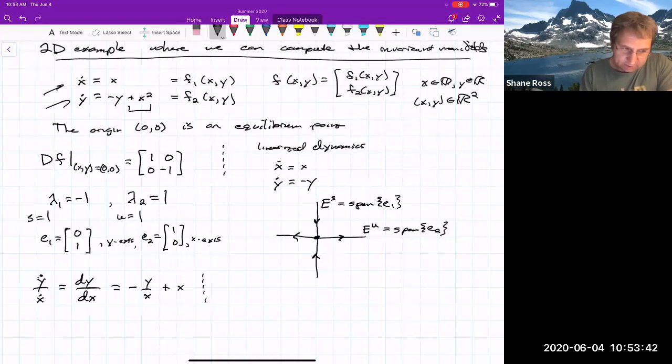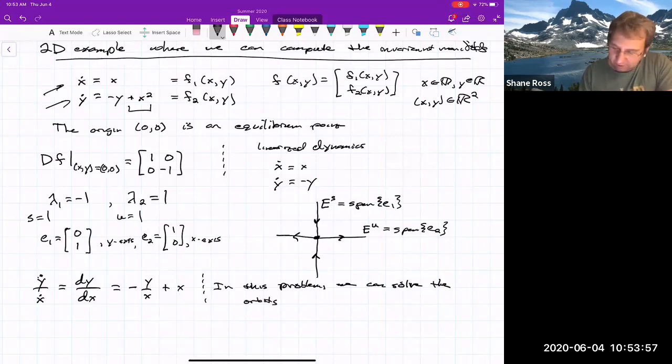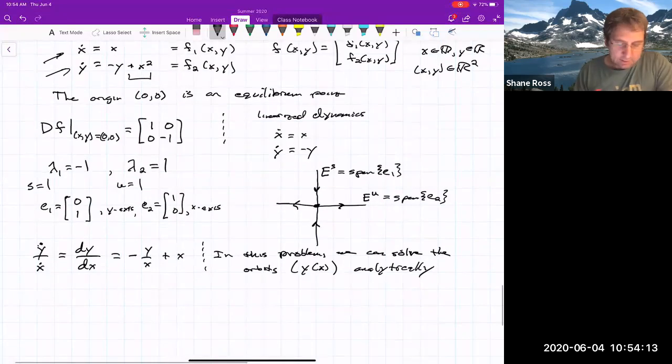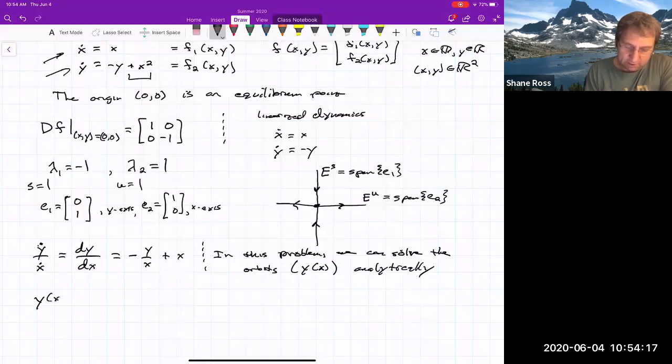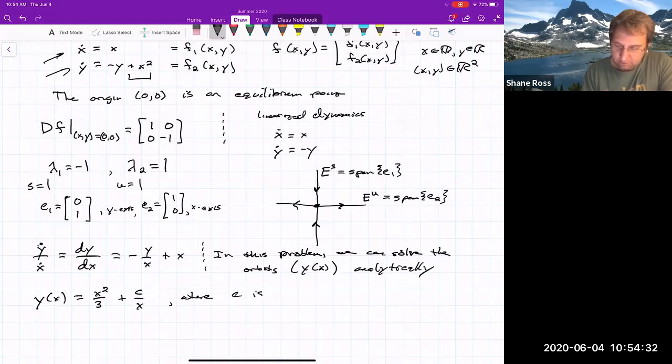And because of this, in this problem, like I said, we can solve for the orbits analytically. And by orbits, I mean something like getting y as a function of x. So we don't know the time component along it; we just know what the curves of orbits are. So it turns out you could verify this if you want: y as a function of x is x squared over 3 plus some constant of integration over x. So c is a constant of integration.